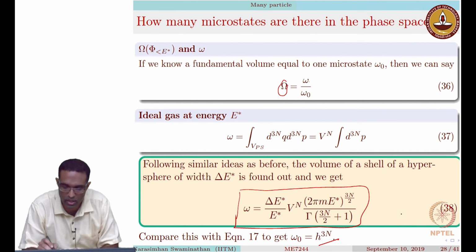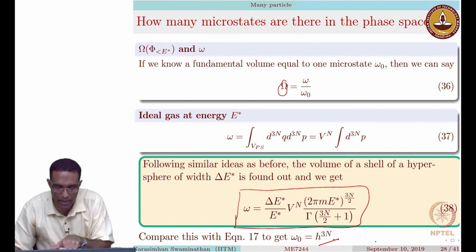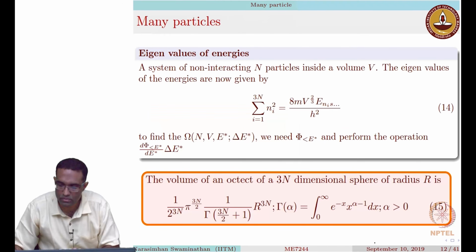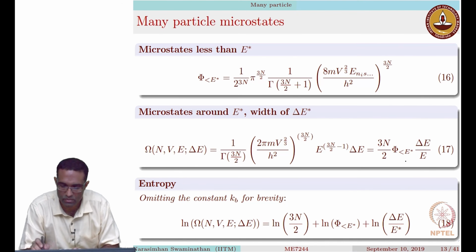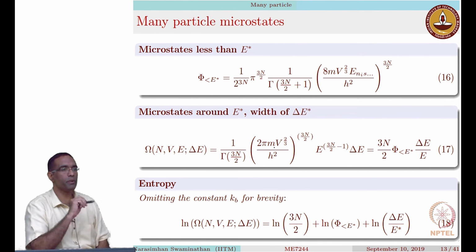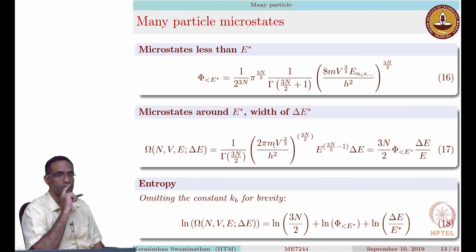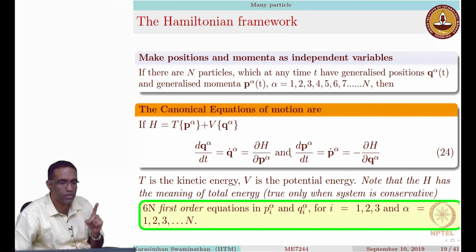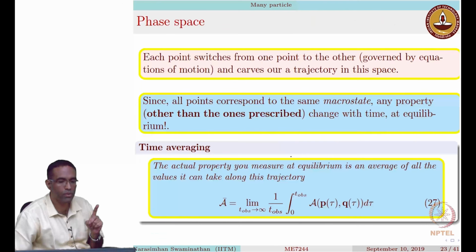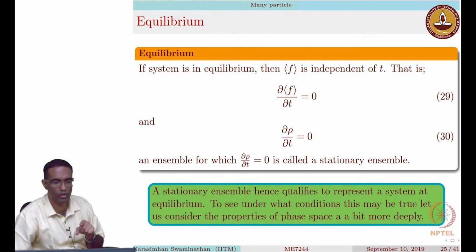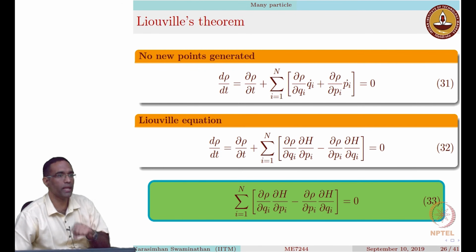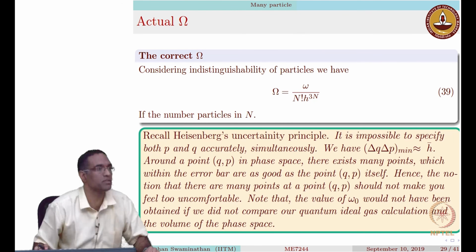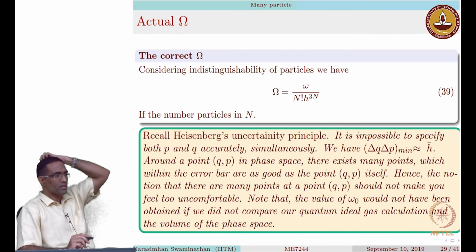The expression here is interesting. So this expression 38, when you compare it to equation 17, differs by that h power 3n only. So if you want to obtain the right number of microstates, you have to divide the classical mechanical volume by h power 3n. Now, this is still even more interesting to me, because what is this?